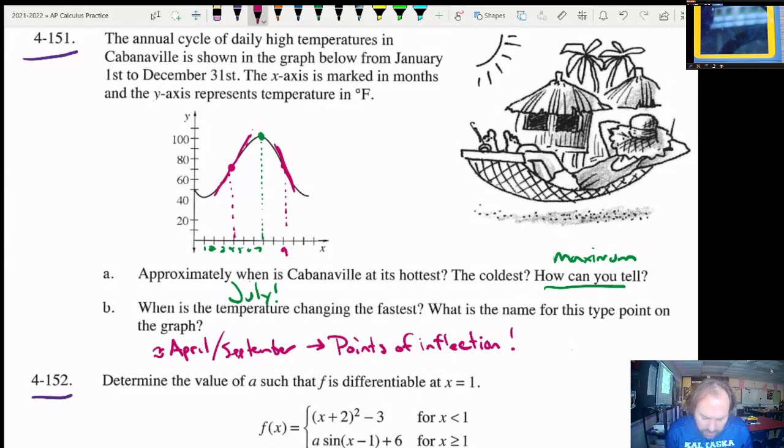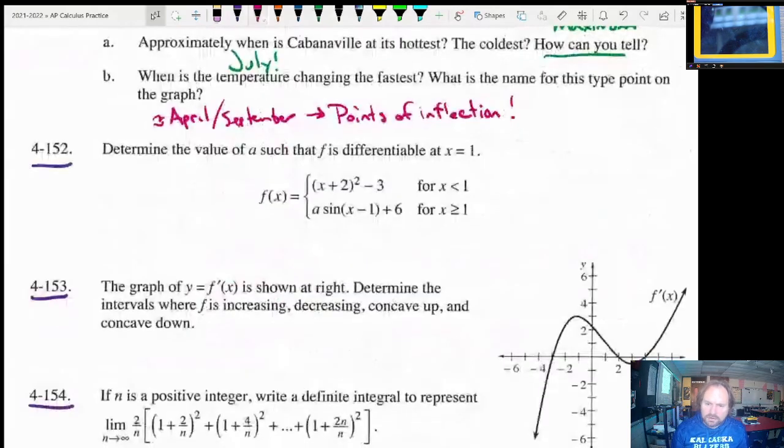152 is a challenging question that we're going to do together right now. I like this problem a lot. We're determining the value of A such that f is differentiable at x equals 1. We saw a problem just like this on the last assignment where we had to prove it was differentiable. What we're looking for now is what the constant needs to be. This is very similar to our continuity questions, where we want to take these two things and make them equal to each other and solve for A, except that's not quite what we want to do here.